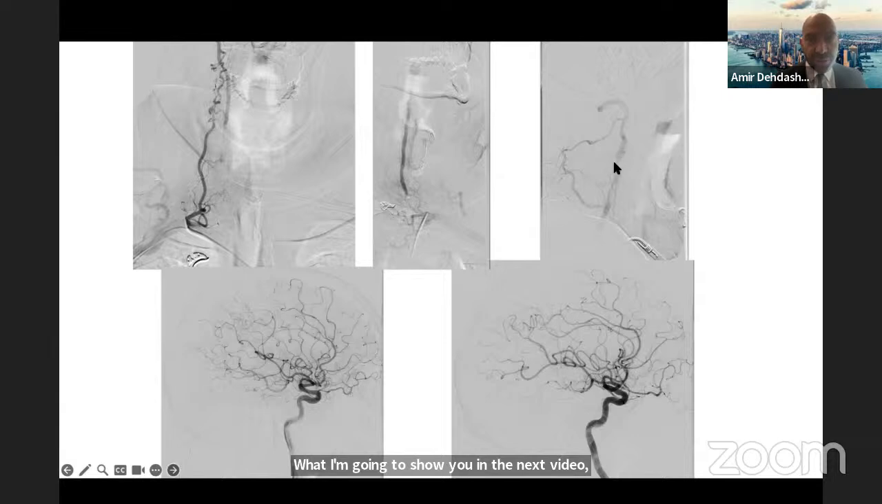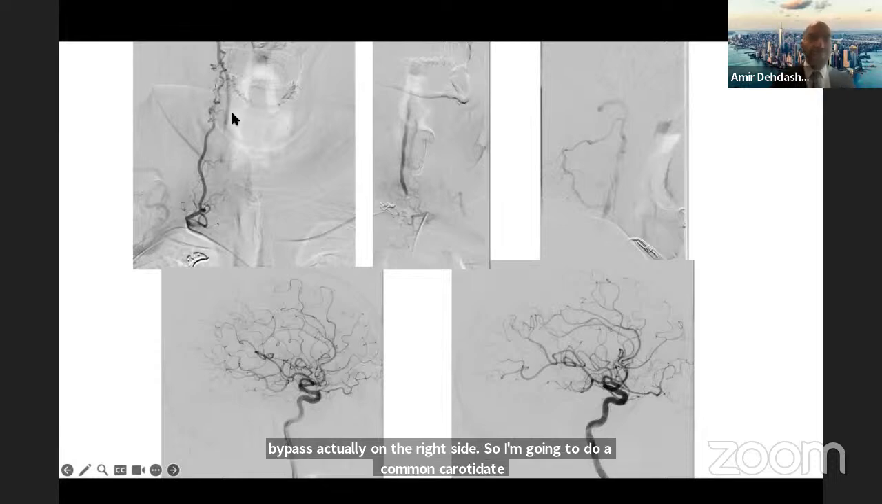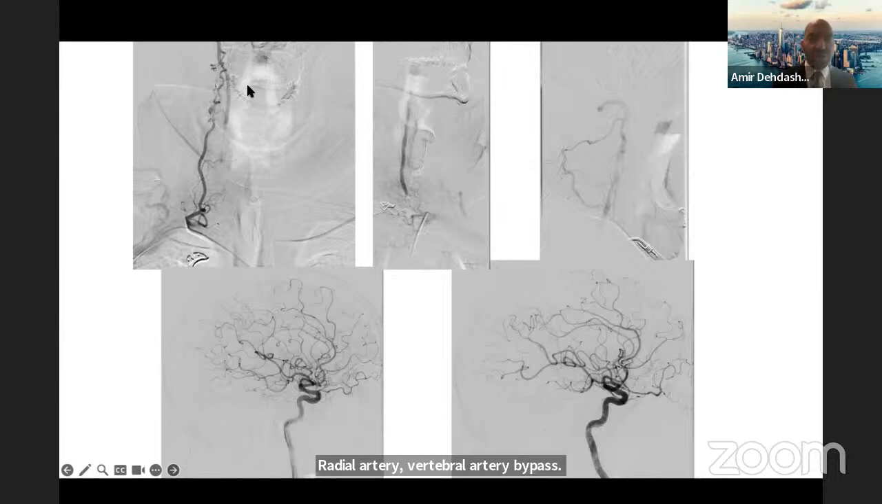And in this patient, because the left is more symptomatic but already has much stroke, my plan is to do the bypass on the right side. So I'm going to do a common carotid, radial artery, vertebral artery bypass in this location, just below those muscular collaterals. I said, you never want to go there.